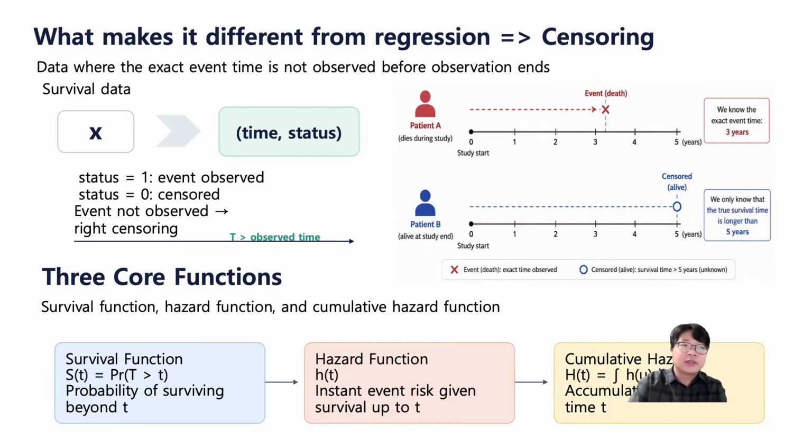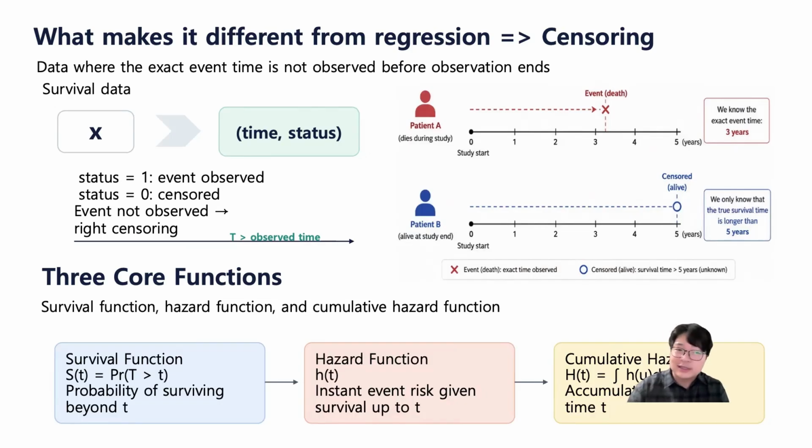For example, suppose we observe a patient for 5 years. If the patient died during the study, we know the exact event time. But if the patient is still alive when the study ends, we know only the survival time is longer than 5 years. That is called right censoring.